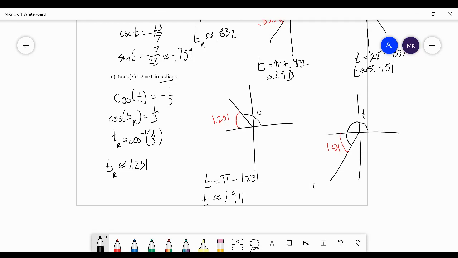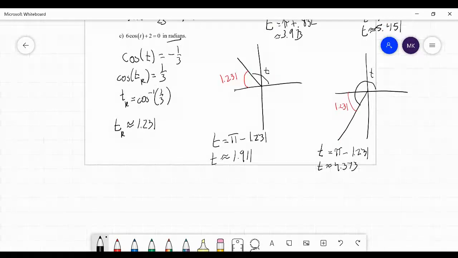1.911. And here we're going to do that t is equal to pi plus 1.231. So that gives us that t is approximately 4.373. All right. There we go.